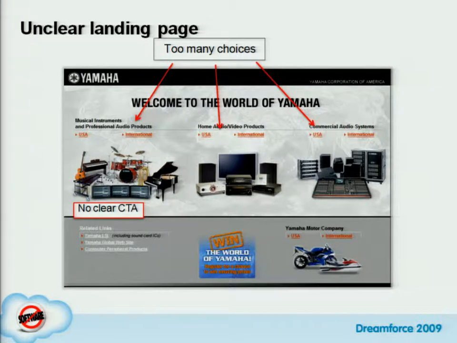They might get confused. Are they US? Are they international? Where are they shipping to? Where do they want the products to come from? Are they going to get distracted and go to Yamaha Motor Company?